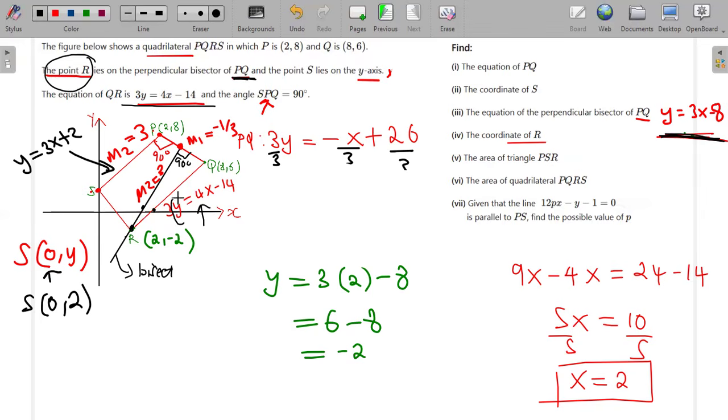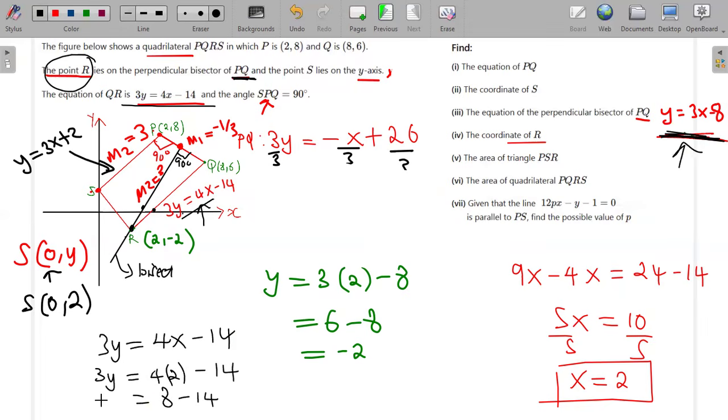So where there was y here in the equation of QR, I put the equation of the perpendicular bisector that we had found, which was y equals 3x minus 8. So this y, I replaced it by 3x minus 8, and then I was able to find x equals 2. Then once you have your 2, you can either use this equation or that equation to find the y. The one that is easier to use is this one. But if you also use this one, the 3y equals 4x minus 14, you still find the minus 2, because this will be 3y equals 4 multiplied by 2 minus 14. So this will be 8 minus 14.